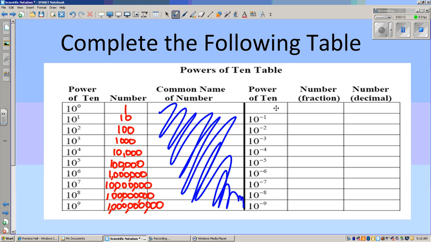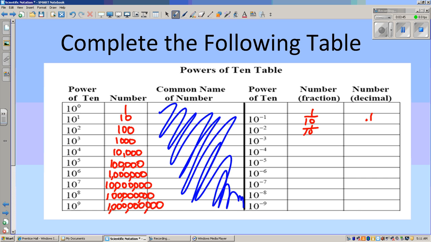So let's go ahead and move on to when we're raising our base 10 to negative exponents. So whenever we're raising a number to a negative exponent, it becomes a fraction. So 10 to the negative 1 power becomes 1/10. Good. And if I'm writing 1/10 in decimal form, what is 1/10 equivalent to in decimal form? Excellent. 0.1. What about 10 to the negative 2 power?